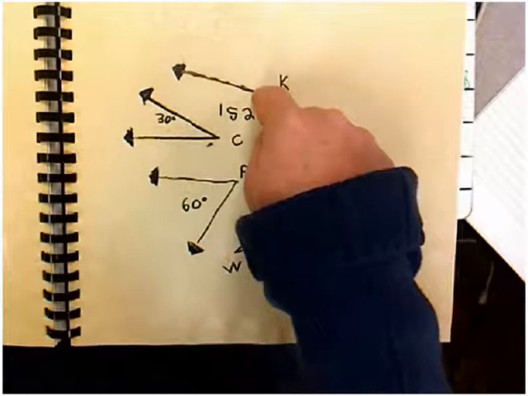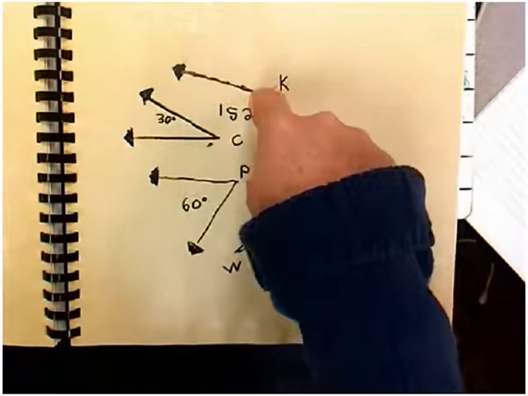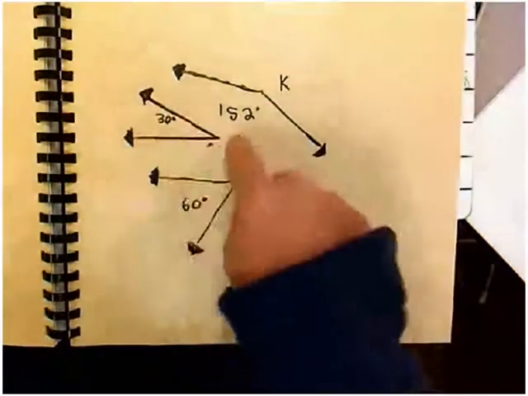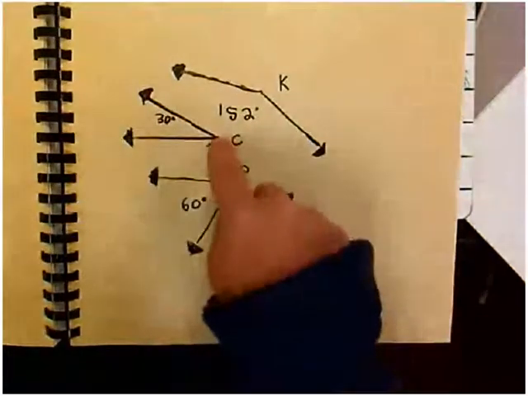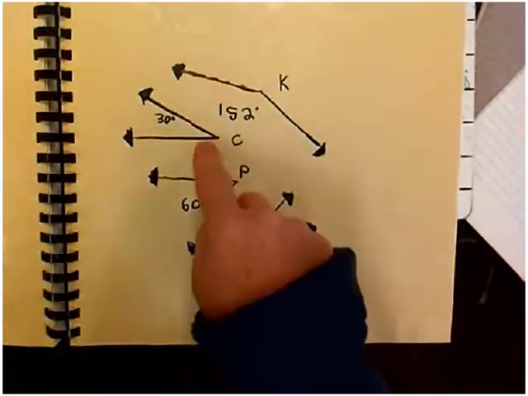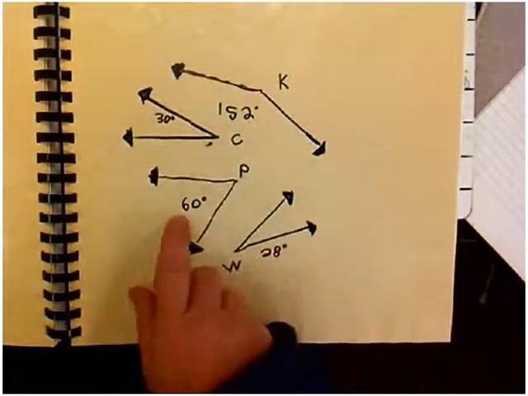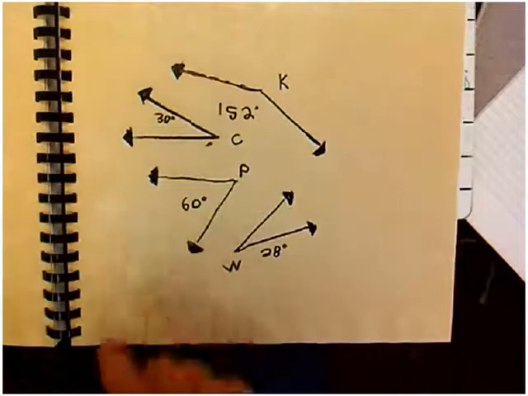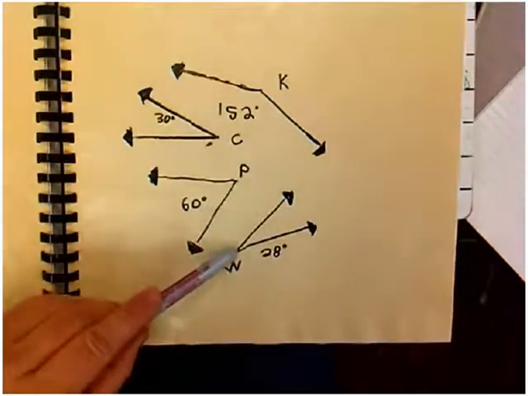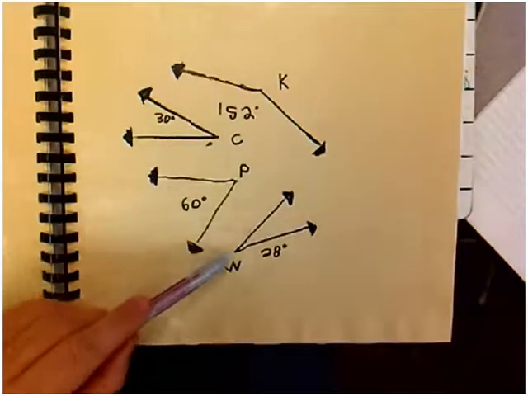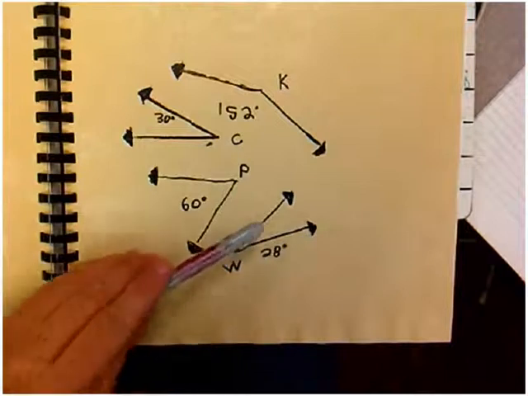Classify the K angle. Is it obtuse? Obtuse. Okay. Classify the C angle. Acute. Good. Now keep going counterclockwise and find angle P. Good. 60 degrees. Acute. And then one more angle down towards the bottom of the page. Angle, what is it? W? Yeah. And that is also acute.